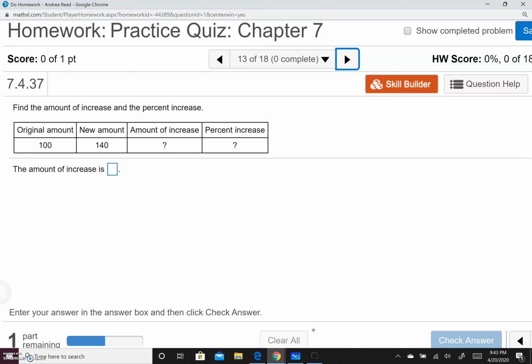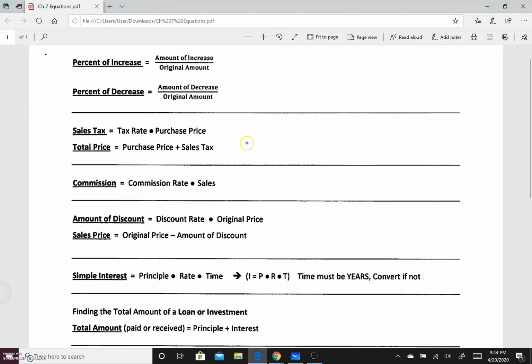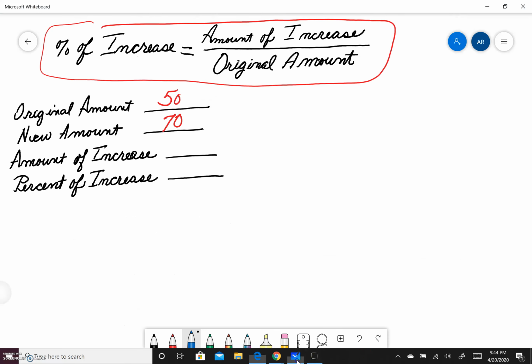Recall, I did send this out. There's a sheet that you can refer to for any of your equations. I have this sent to you through email. And I'm going to use this first equation here, which is percent of increase. And I wrote it out over here on the whiteboard. So the percentage of increase equals the amount of the increase divided by the original amount.